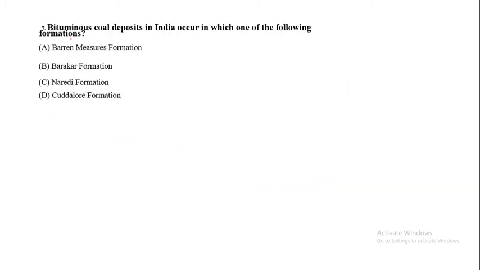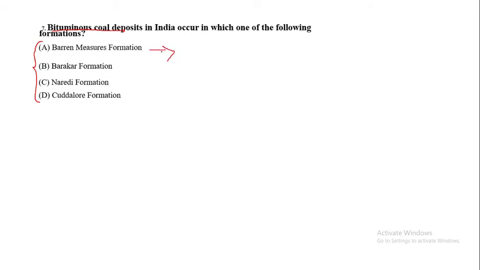Now it is the 7th question: the bituminous coal deposit in India occurs in which of the following formations? That is the bituminous coal deposit, not just coal deposit, bituminous coal deposit. So here are 4 options given, and all these 4 things we have already studied. What we need to consider is that it is not just a coal formation, it is specified as bituminous coal. So we consider the first option, that is barren measure formation.